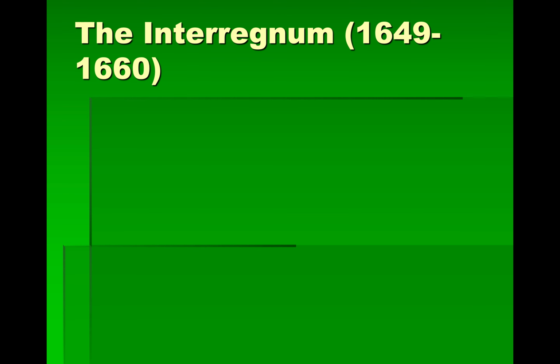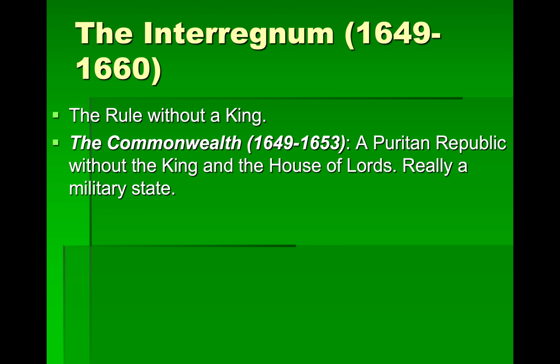All right. Let's talk about the Interregnum, ladies and gentlemen. The Interregnum is this period of rule without a king. All right, so this is where we're going to see Parliament and Cromwell rule the English, and kind of mold England into their own vision. All right, and we're going to see some pretty serious changes. All right, the first phase of this Interregnum is called the Commonwealth.